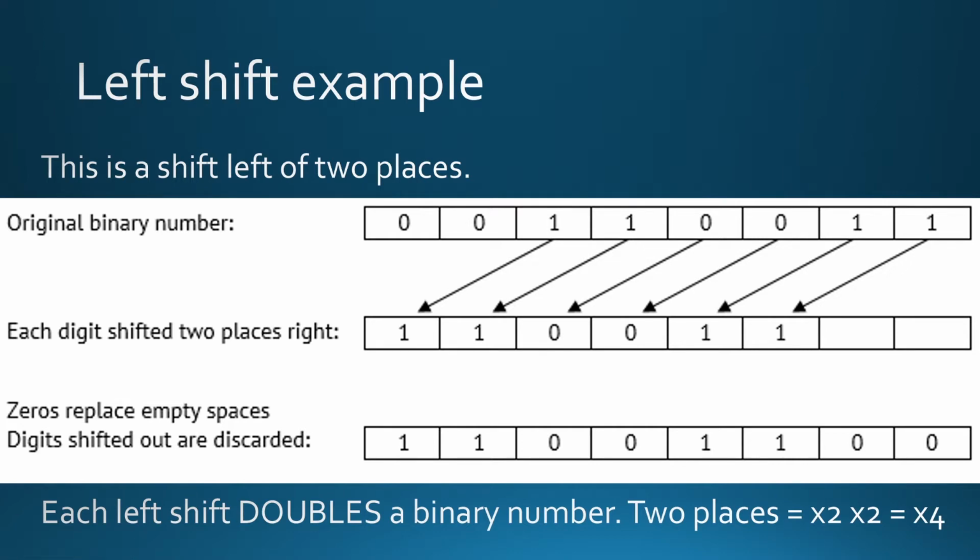So as you can see, that's doubled the number twice, or multiplied it by 4. So each shift is a double of the number. 2 shifts is a double of a double, which is 4.